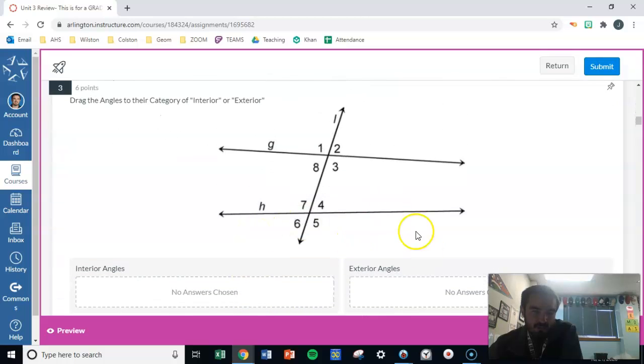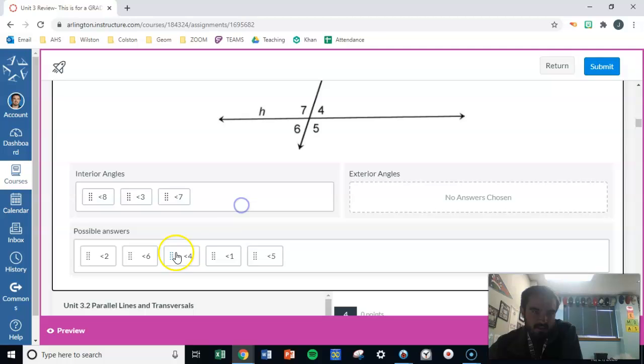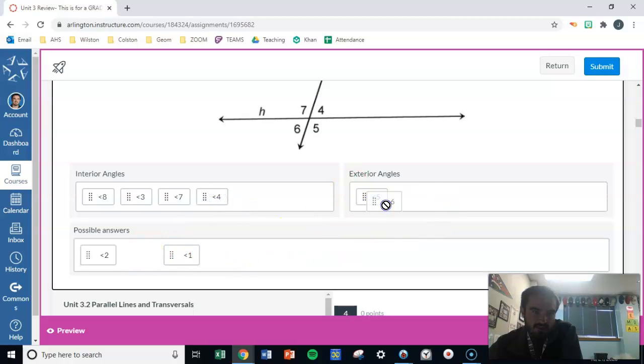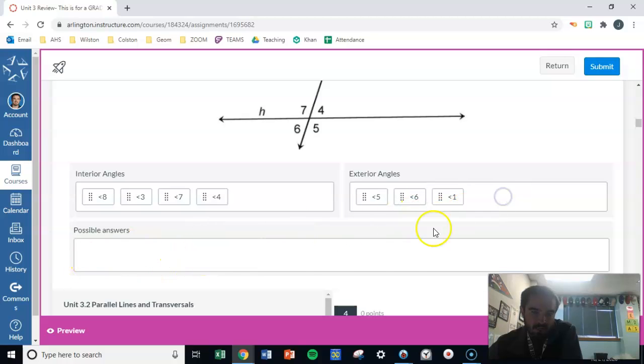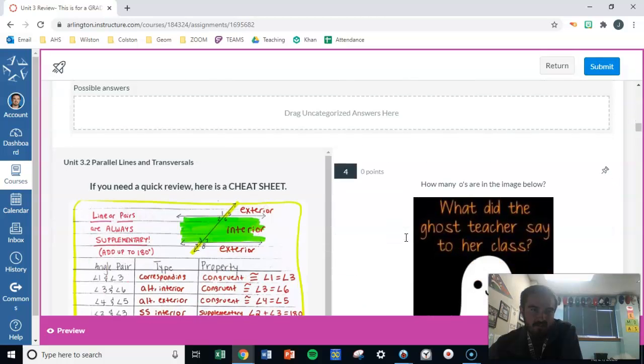Again, this is also gimme points. We already went over this. 8, 3, 7, and 4 are in the interior, which means the rest of them are in the exterior. These are easy, easy points, people. I'm telling you. Okay, that's all of 3.1. That's all it was. It was just identifying all those different angle pairs.